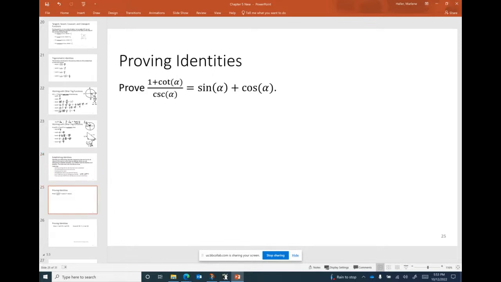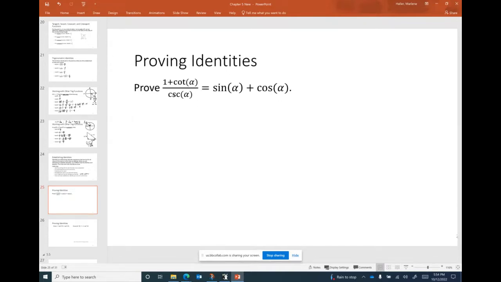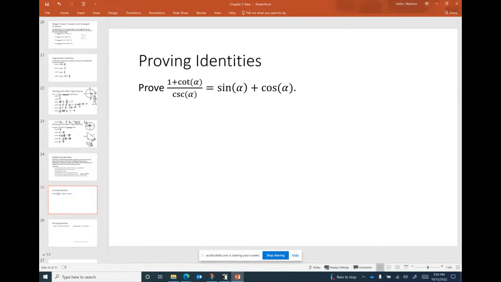All right, so let's see if we can prove a couple of these identities. Let's look at this first one. We want to start on the side that looks more complicated, and I think the left side looks more complicated. The right side just has a sine and a cosine in it. The left side has a fraction, a non-sine cosine trig function, a cotangent, a cosecant, a constant. I think I want to work on the left side. So where do I go from here? Well, I don't really see a relationship between them offhand, but I do know that to make this left side look like the right side, it has to have only sines and cosines in it.